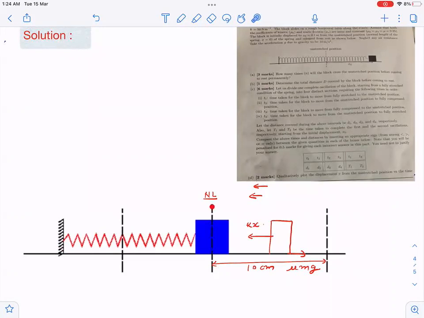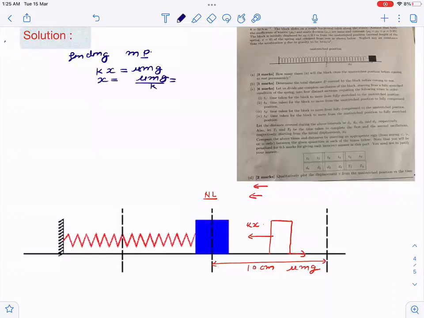And this is the natural length position. The natural length is not the mean position because friction is also active, but friction is a constant force. So first, I'm going to find the mean position. How do we find the mean position? The mean position is the position where net force is equal to 0. So net force equal to 0 means kx is equal to mu mg, so x is equal to mu mg by k.